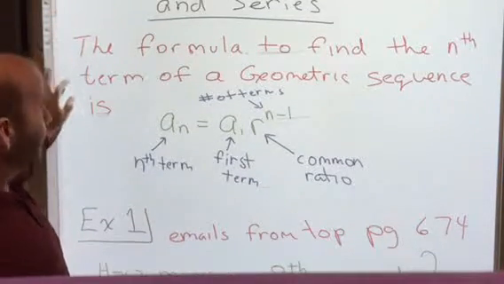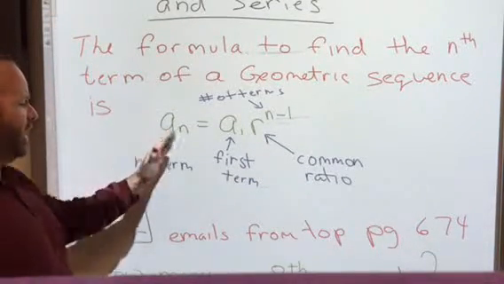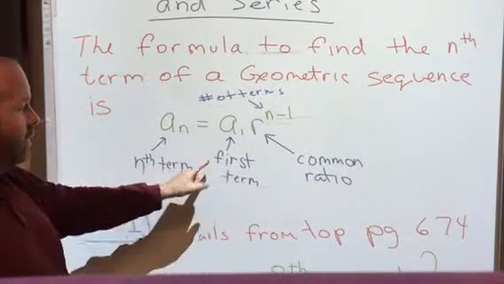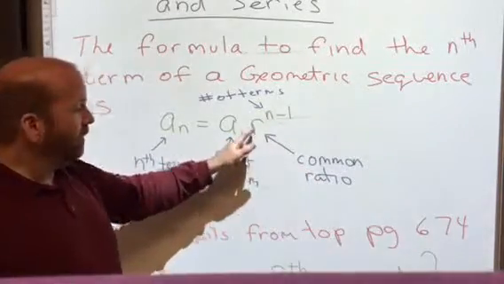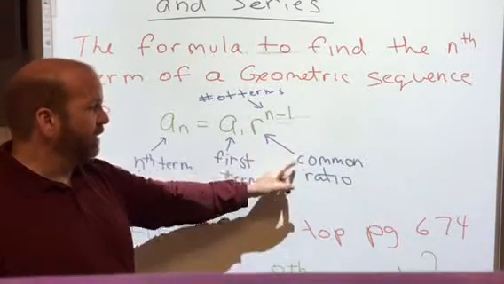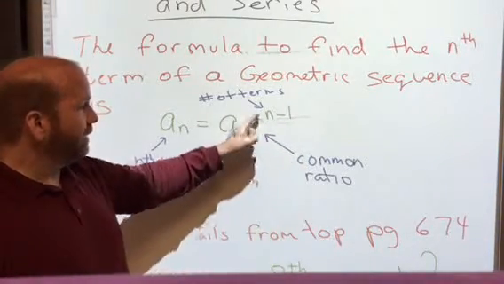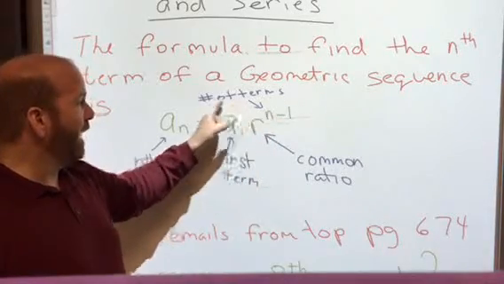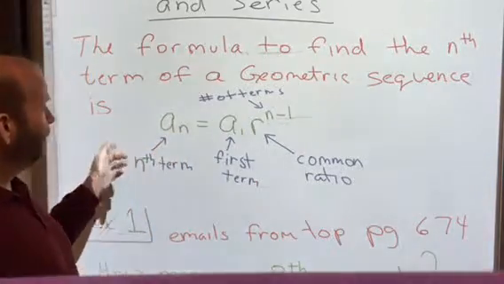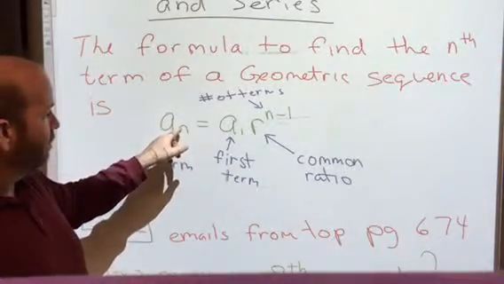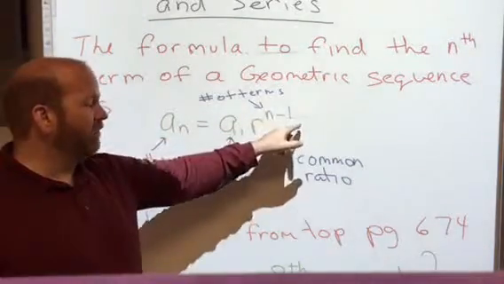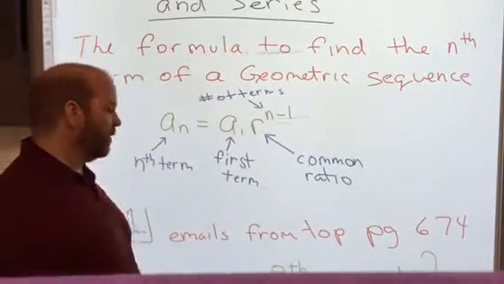The formula to find the nth term of a geometric sequence would be a sub n, the nth term, equals a sub 1, the first term, times r, the common ratio, right? We use d for the common difference in arithmetic. Geometric, it's a ratio, to the n minus 1 power, where n is the number of terms. A sub n is the nth term, the number of the term that you're finding. So if you're trying to find the 82nd term, you'd put a sub 82, and then 82 minus 1 would be to the 81st power.